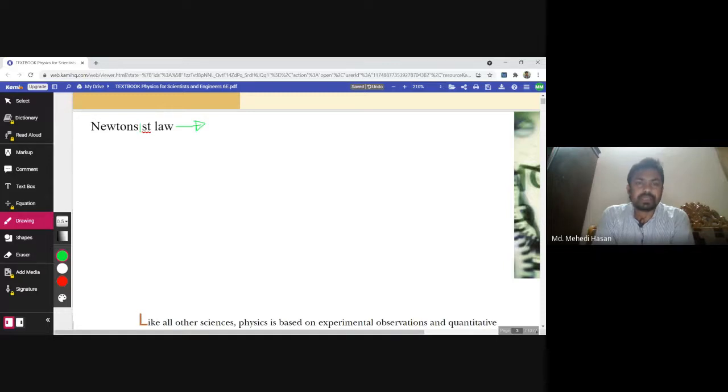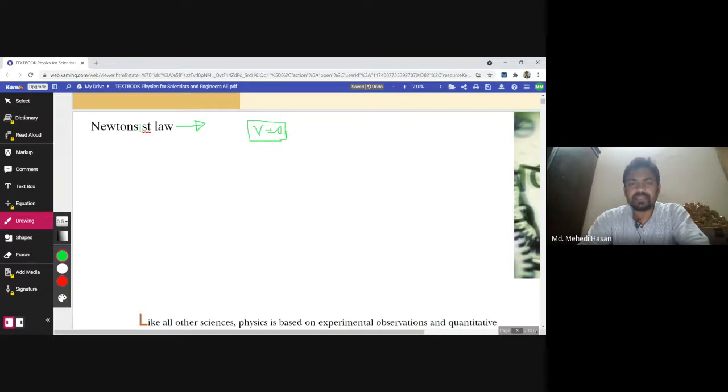So the thing is that if you consider that there is a force involved on an object, then there will also be a change in velocity. So initially, if you consider there is an object here, and initially the velocity of that object is zero. So initial velocity is zero. Now if the initial velocity is zero, that means the object is in a stationary state.